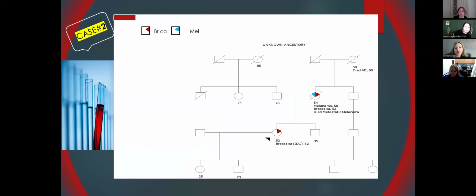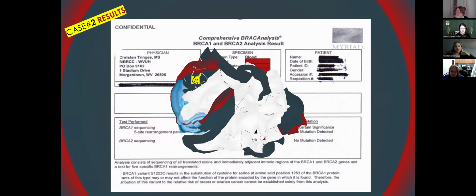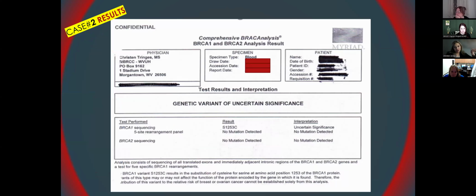Okay, so this is a patient that was diagnosed with breast cancer at 52. We see melanoma in her mother, then breast cancer in her mother, and her mother actually passed away from metastatic melanoma. So she met criteria for genetic testing, again, 2 or more relatives diagnosed after the age of 50. And she predated panel testing as well. But I wanted to point this out because it's a variant of undetermined significance.